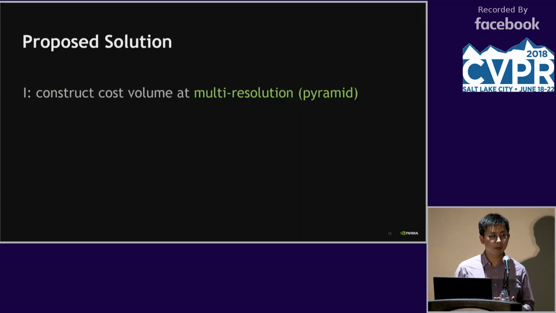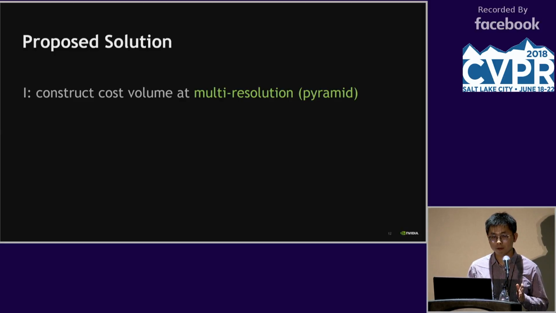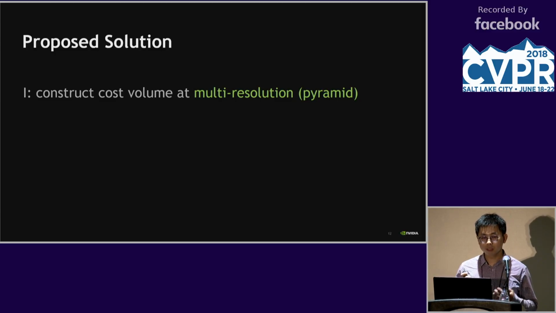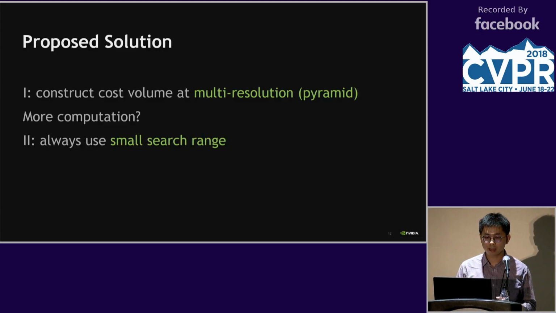Here is our proposed solution. The first is that we are going to construct the cost volume at multiple resolutions using pyramids. It seems like this will increase the computational cost, and so this is our second idea: always use a small search range.